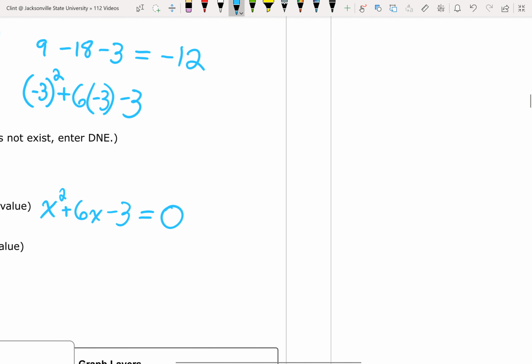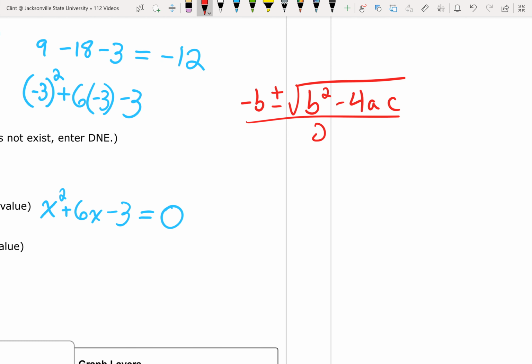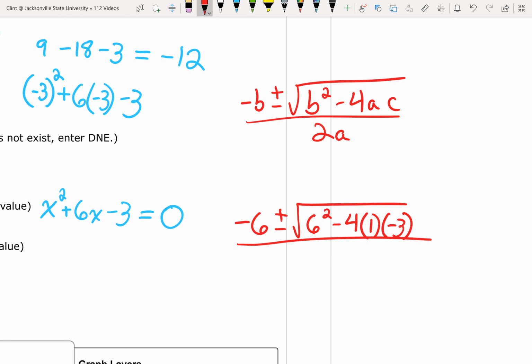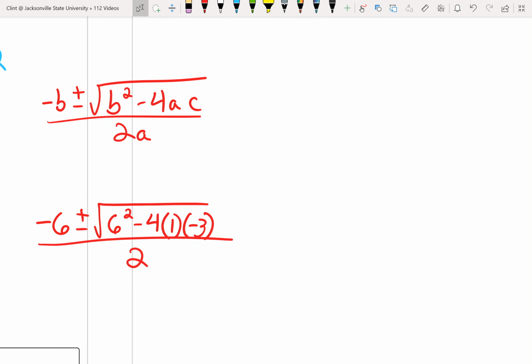we're going to have to go off to the side over here and do some quadratic formula. Here's the quadratic formula: negative b plus or minus the square root of b squared minus 4ac, all over 2a. So here we're going to have negative 6 plus or minus the square root of 6 squared minus 4 times 1 times negative 3, all over 2 times 1, so all over 2. Let's see what we get there, and then we'll come back.